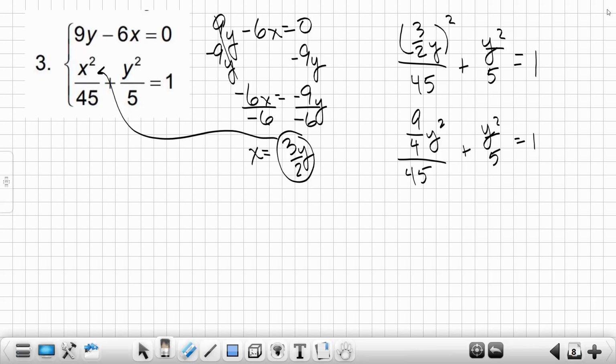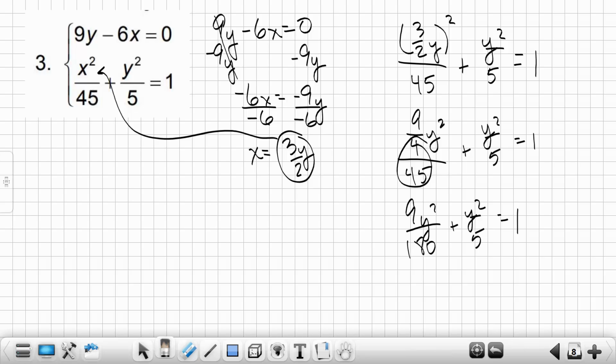Multiply what by 45? Both sides? Sure, that's a little lengthy, but we could do that. Let's go ahead and do that. Don't forget, if you have a fraction divided by a number, these just multiply. 4 times 45. So it'd be 9y squared over 180 plus y squared over 5 equals 1. 4 times 45 gives us 180. 9 does go into 180, so that fraction can be reduced.